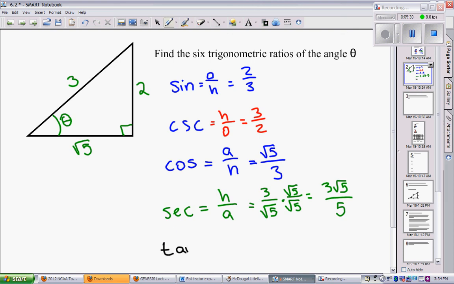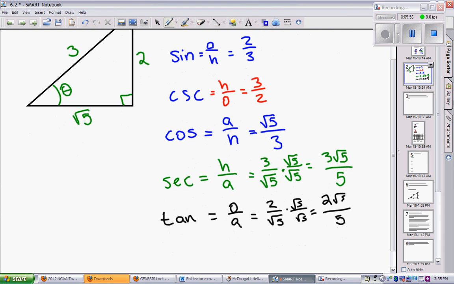Next we got the tangent. Tangent is opposite over adjacent. So opposite is 2, adjacent is root 5. Rationalize the denominator. You get 2 root 5 over 5. And the last one, the cotangent. It's going to be the adjacent over the opposite. So root 5 over 2.